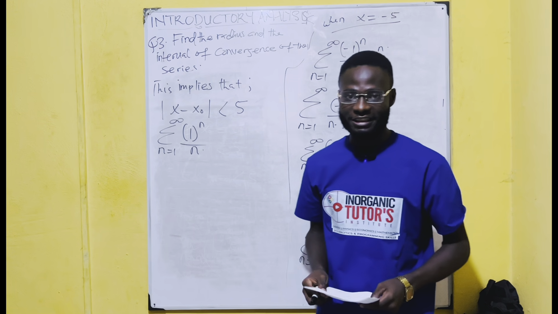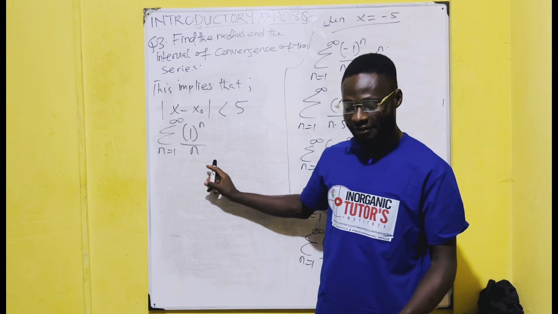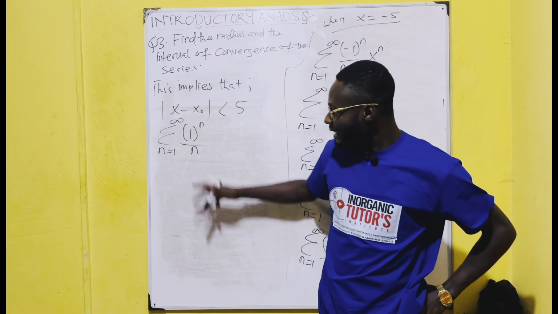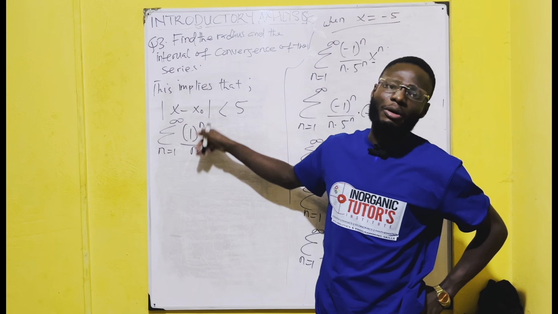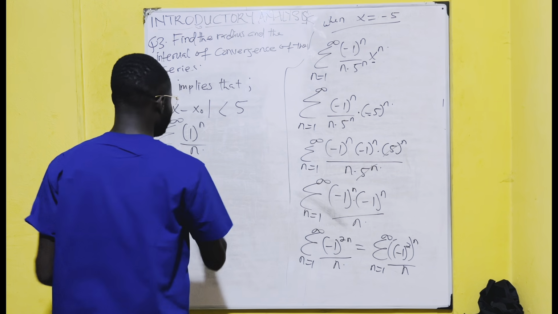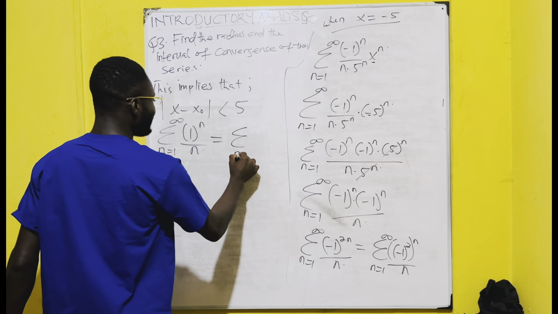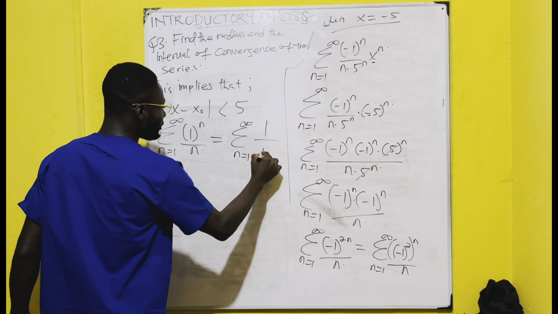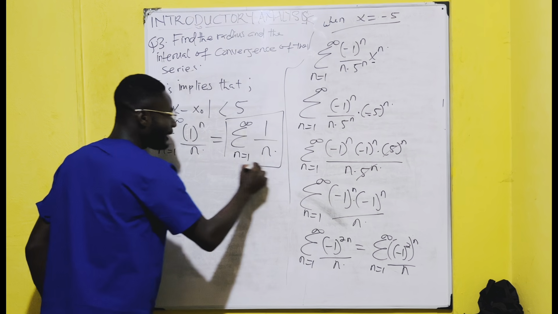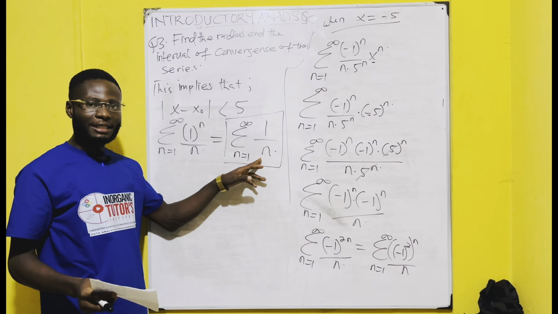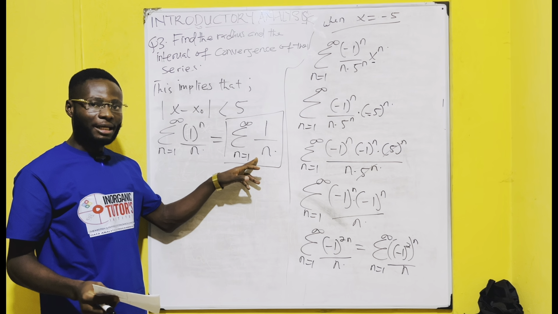That is so interesting, right? So this is what we have at this point. Now, what are we seeing right here? We can see that 1 to the power anything is 1. So we can see clearly that this is the same as summation n equals 1 to infinity 1 over n. And this is symbolizing something, right?